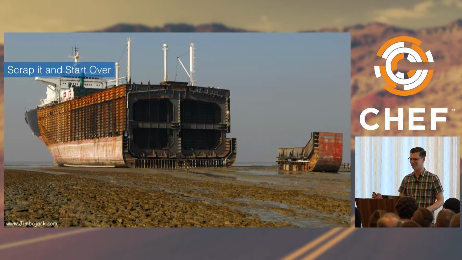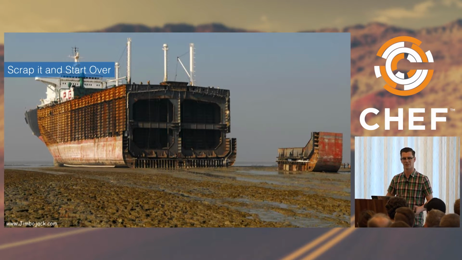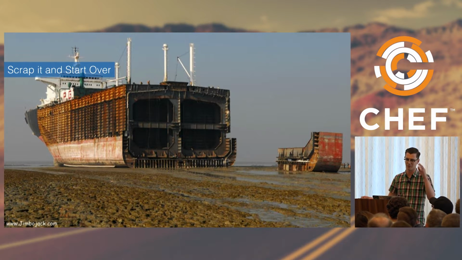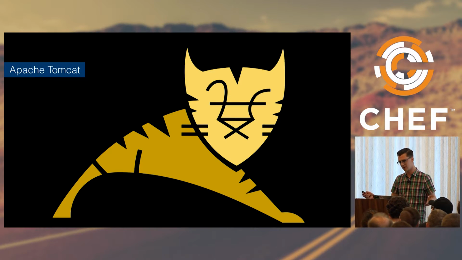I think the cop-out answer is that we do need to scrap these and start over again. It really is a cop-out in all honesty, but that's fine. And luckily we have a great example in our Tomcat cookbook. It started out super elegant in 2009. I went back in history and found the very first commit and I read it and I was like, this is beautiful. Why could we not have stopped here?